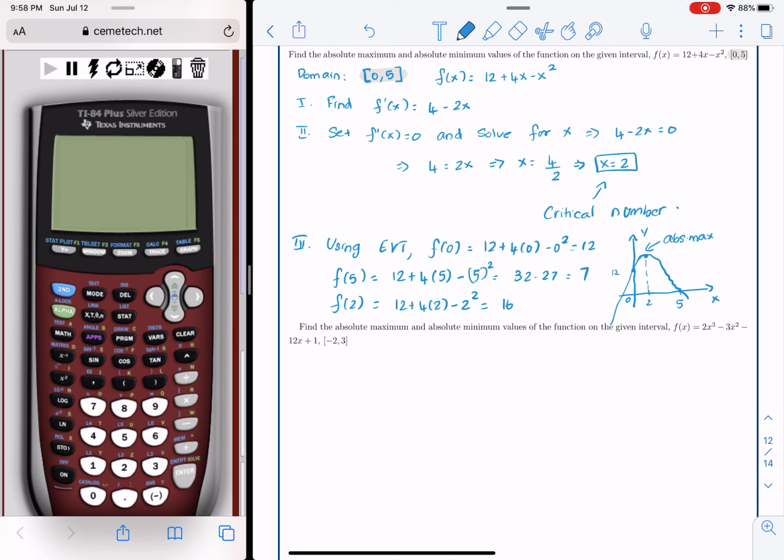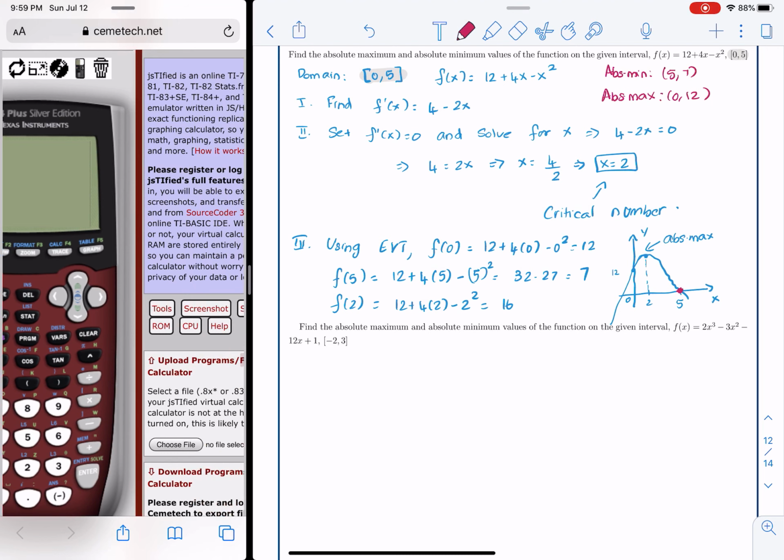Now, what is the absolute minimum? The absolute minimum occurs at x is equal to 5. Right there. So the absolute minimum is at the point 5, 7. The absolute maximum is at 2, 16. You can make use of the calculator to verify this also. I'll show you how.